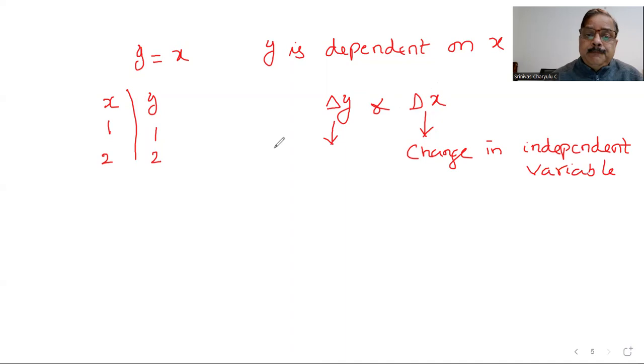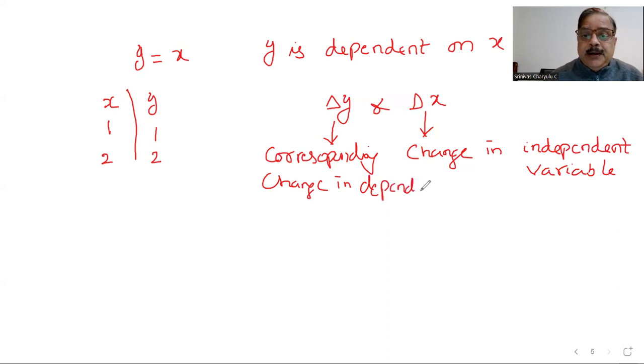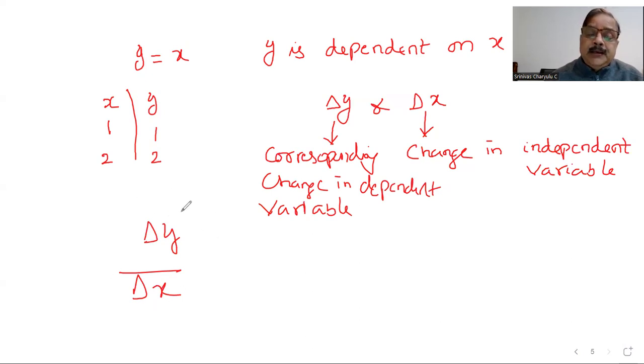What is delta y? The corresponding change in the dependent variable. So if I write delta y by delta x, I am trying to compare the y, or dependent variable, with respect to the independent variable. This is called differentiation.